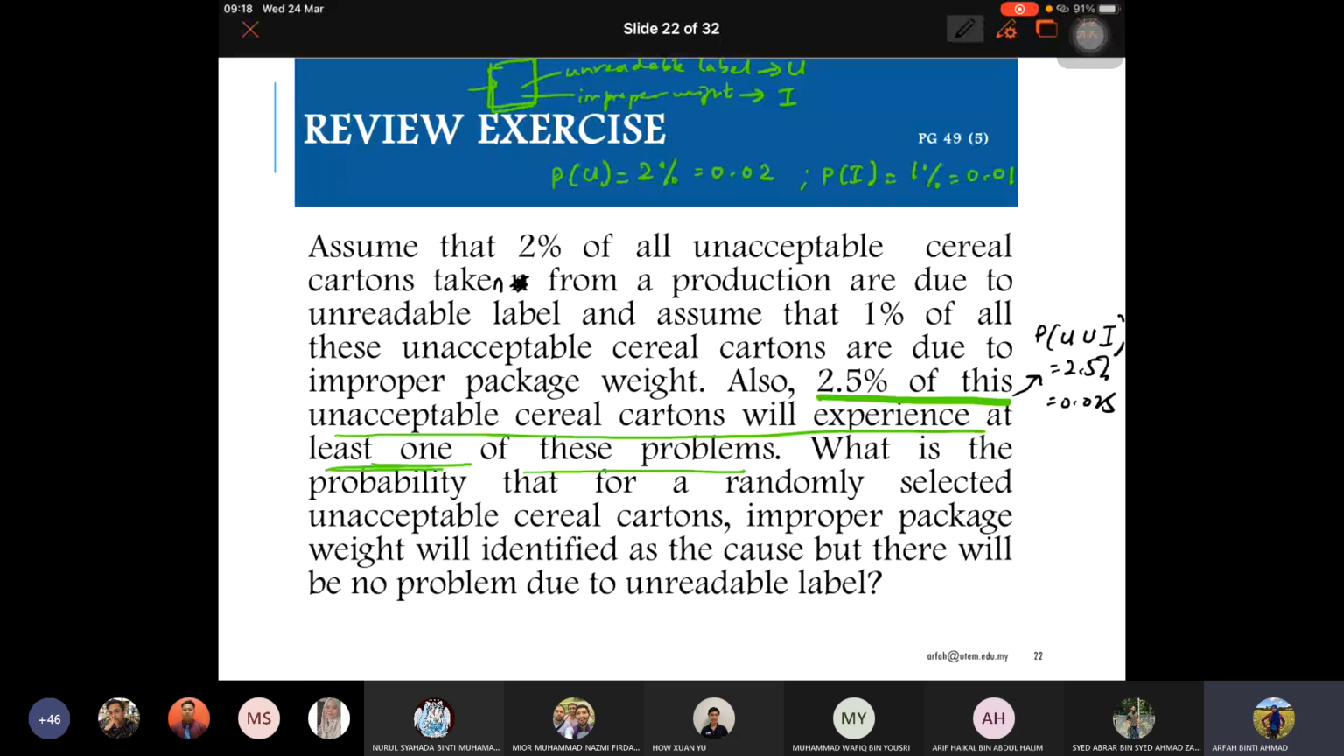Kalau awak ambil satu serial cartoons, okay, apakah masalah dia? Improper package weight will identify as the cause, but there will be no problem that is due to unreadable label. So ini adalah intersection atau union of event? Intersect.